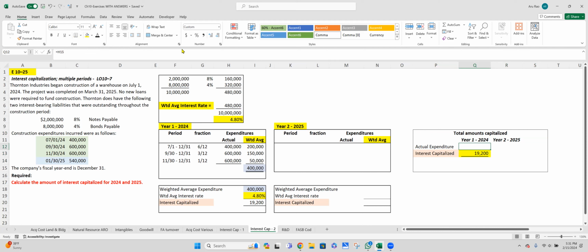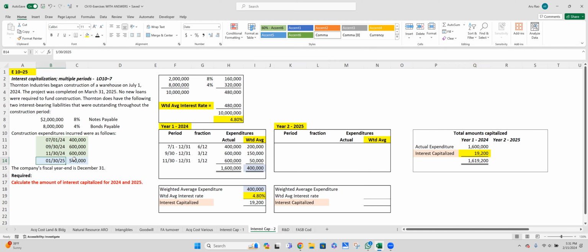The capitalization of expenditure is the actual expenditure. So what was the actual expenditure? The actual expenditure was 1.6 million. So 1.6 plus 19,200, that's how much is debited to the cost of the warehouse in year one. We are not done with the project. So now year two, we continue, carry on.